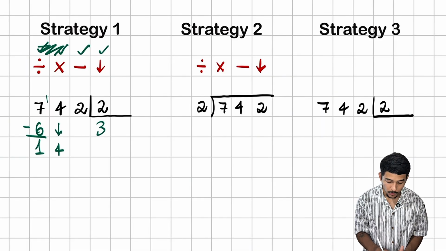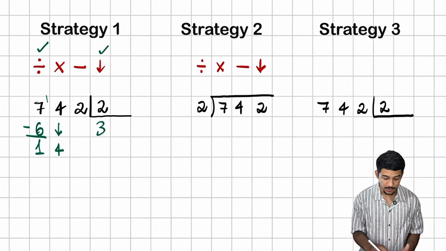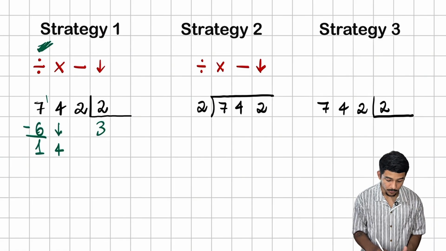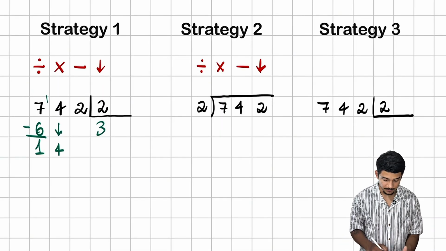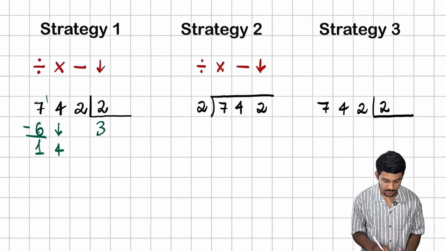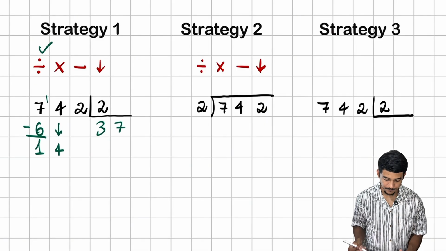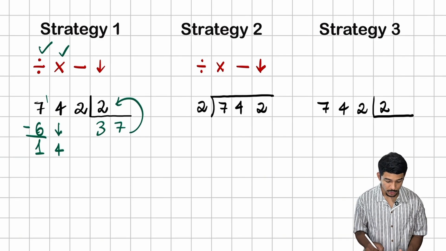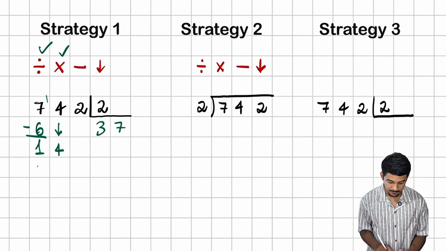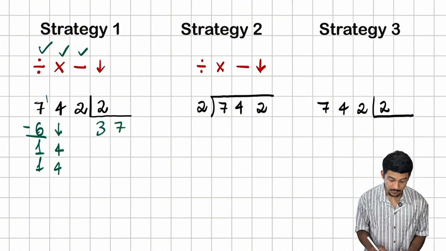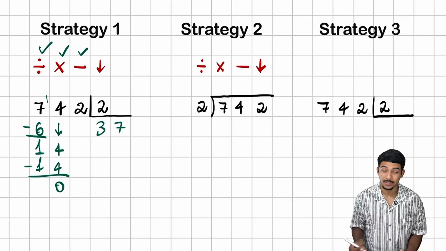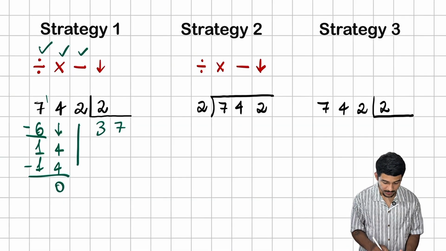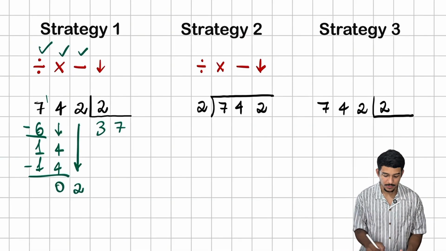Now you do it all over again. Division, multiplication, subtraction, and bring a digit down. So now you have 14. 14 divided by 2, it's 7. Now you multiply. 7 times 2, it's 14. Subtract. 14 minus 14, it's 0. Now you bring the next digit down, which is 2.